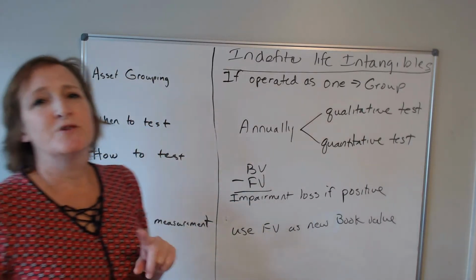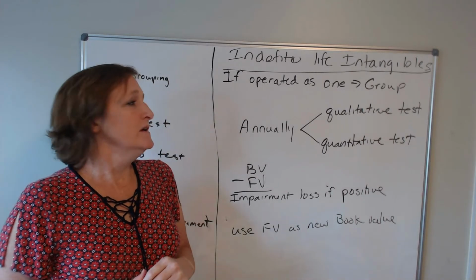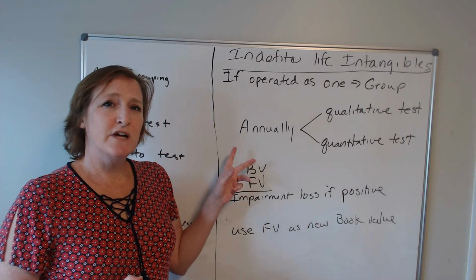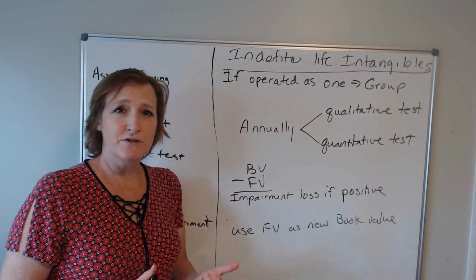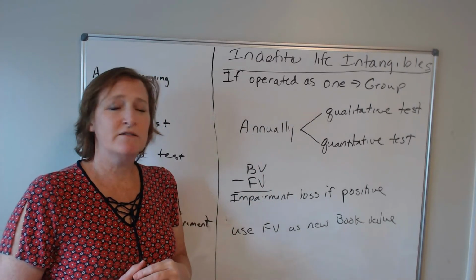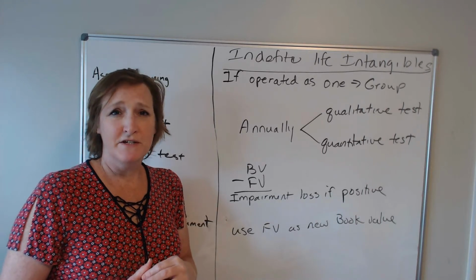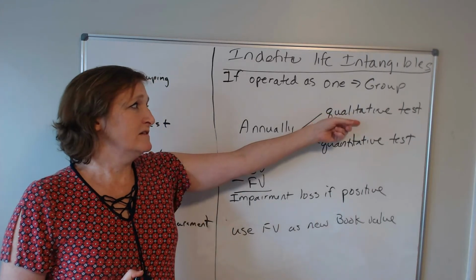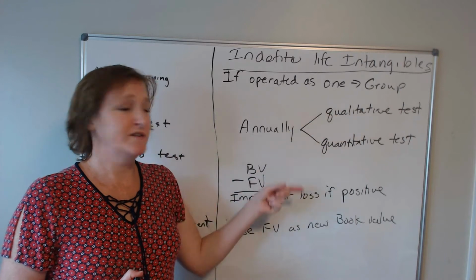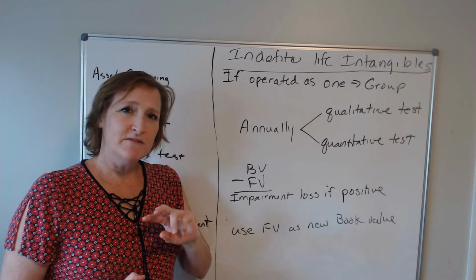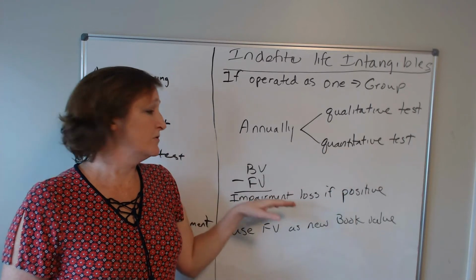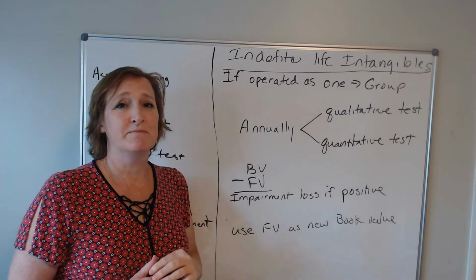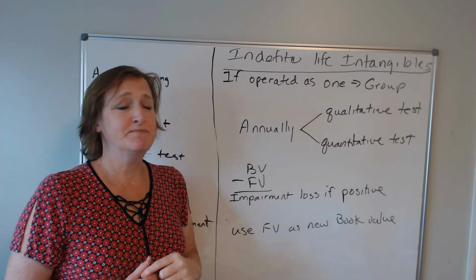When to test? You have to do something annually. So there are 2 options. Companies can either do a qualitative test where they look at a number of factors and determine if it's more likely than not that there's been an impairment. If that's the case, then they have to go on to the next step. A second thing they can do is just go straight to the quantitative test and go ahead and use this formula down here. So either option is fine.